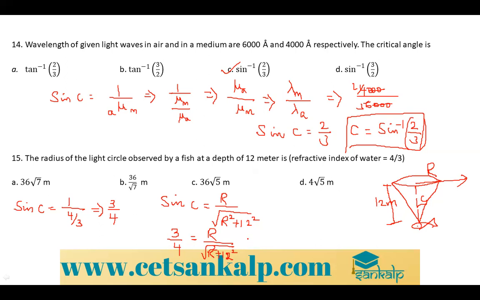So squaring on both sides, it is 9 divided by 16 is equal to R square divided by R square plus 12 square. So cross multiply: 9 into R square plus 9 into 12 square is equal to 16 R square. So solve it.